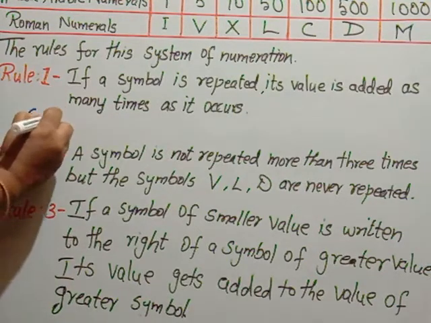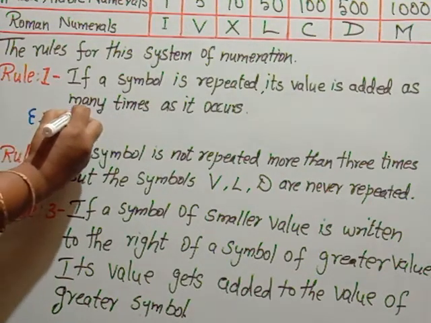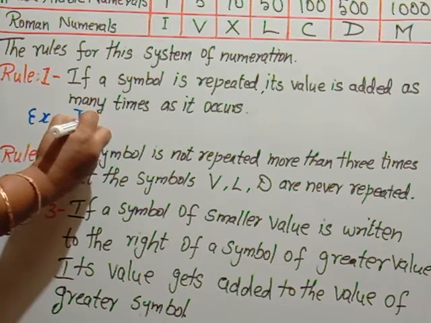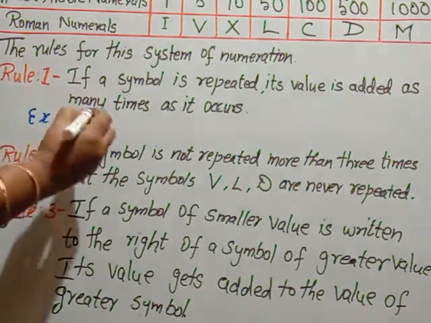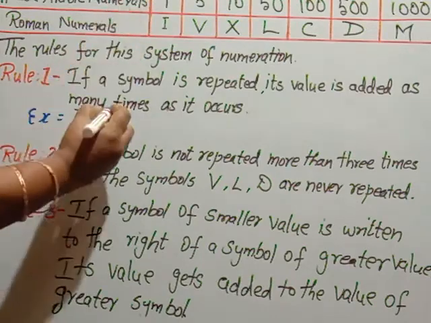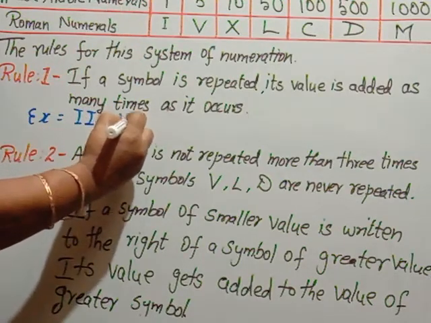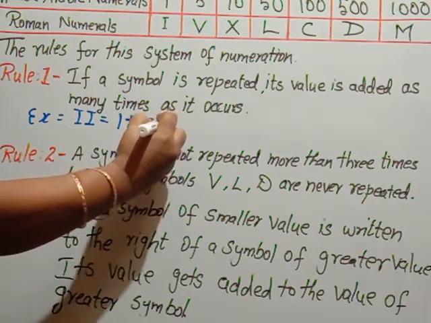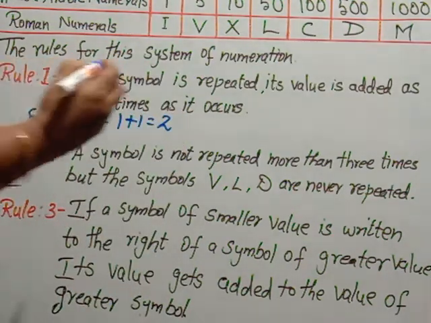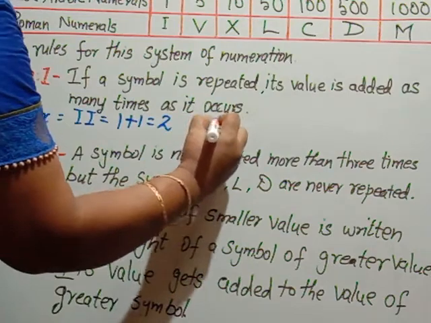See, I will explain with an example. Now, I will write II. How many times is I repeated? 2 times. So, we have to write the value of I 2 times: 1 plus 1. So, what is the value of II? The value is 2.